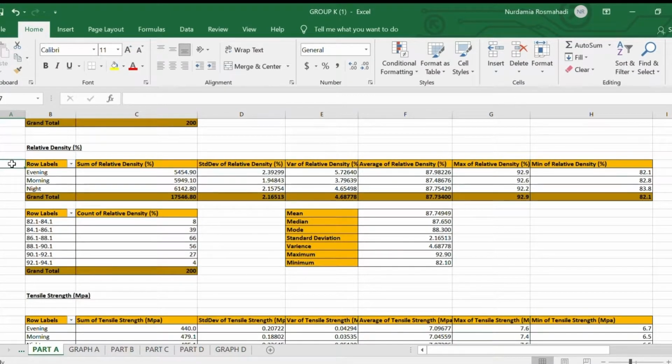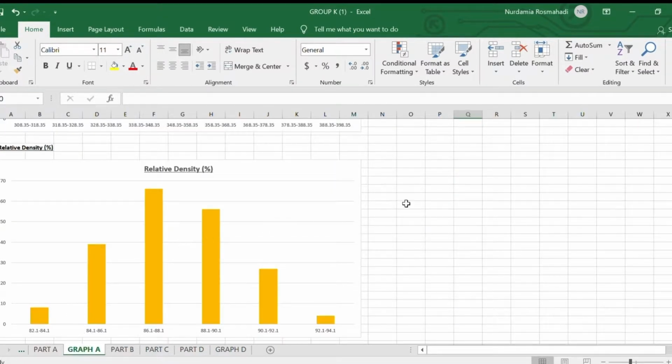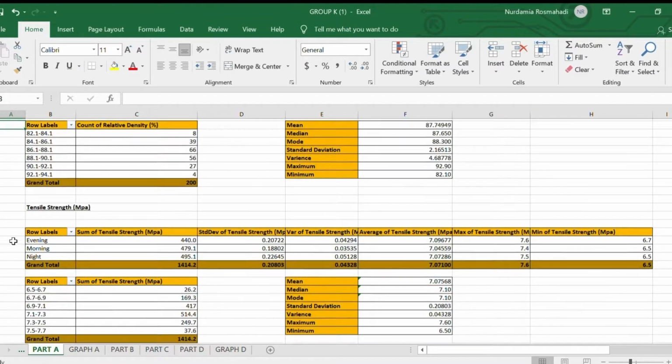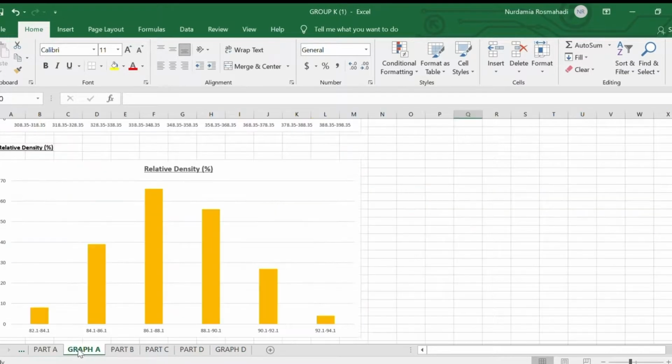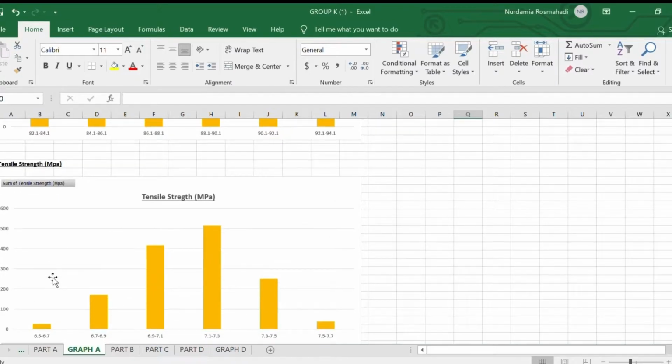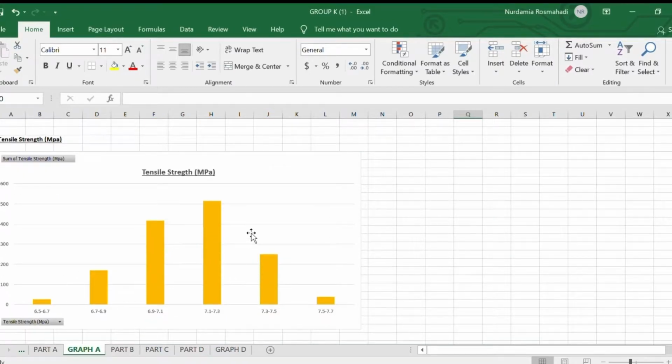This is the numerical form for relative density. This is tabular form for relative density. And for graphical form, this is for relative density. Lastly, for tensile strength data, this is the numerical form for tensile strength. This is the tabular form for tensile strength. And lastly, this is the graphical form of tensile strength. That's all from my part.